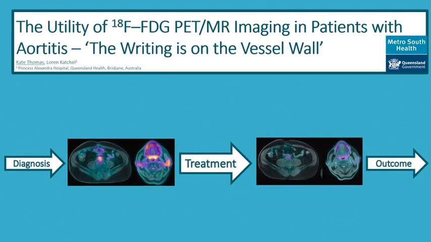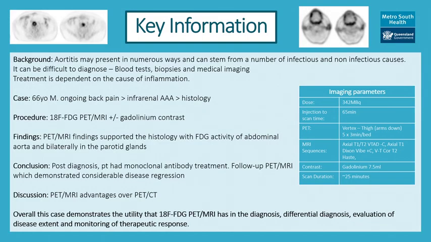I'm Kate Thomas, and together with Loren Katchel from the Princess Alexandra Hospital, we have collated a case study on the utility of 18F-FDG PET MR imaging in patients with aortitis. Aortitis is a form of vasculitis and is traditionally described as an inflammatory change involving one or more layers of the aortic wall. Aortic wall inflammation can be infectious or more commonly non-infectious.